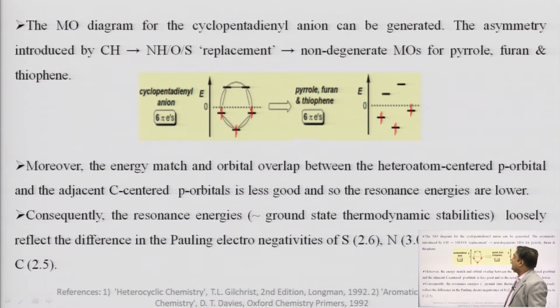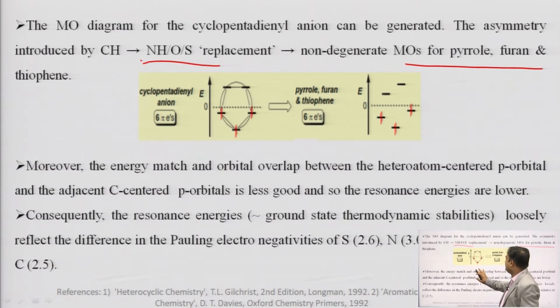Now, the molecular orbital diagram for the cyclopentadienyl anion can be generated. The asymmetry introduced when CH is replaced by NH, oxygen and sulfur gives non-degenerate MOs for pyrrole, furan and thiophene, as you can see very easily. This is the cyclopentadienyl anion, 6 pi electrons are there, you can see 1, 2, 3 at the same energy level, again 1, 2 at the same energy level, in the 5-member ring. Now, it is replaced by NH, oxygen and sulfur. So, you can say non-degenerate molecular orbitals for pyrrole, furan and thiophene are obtained. Here you can see it is not the same energy level.